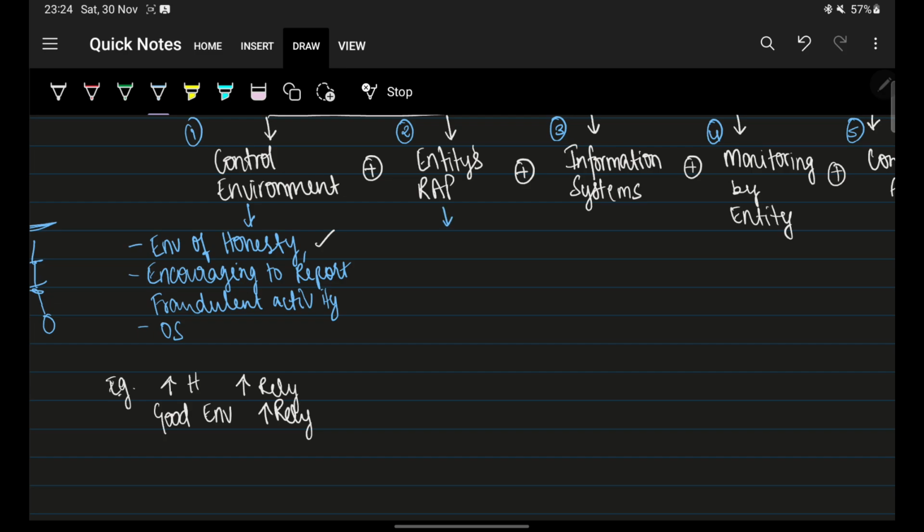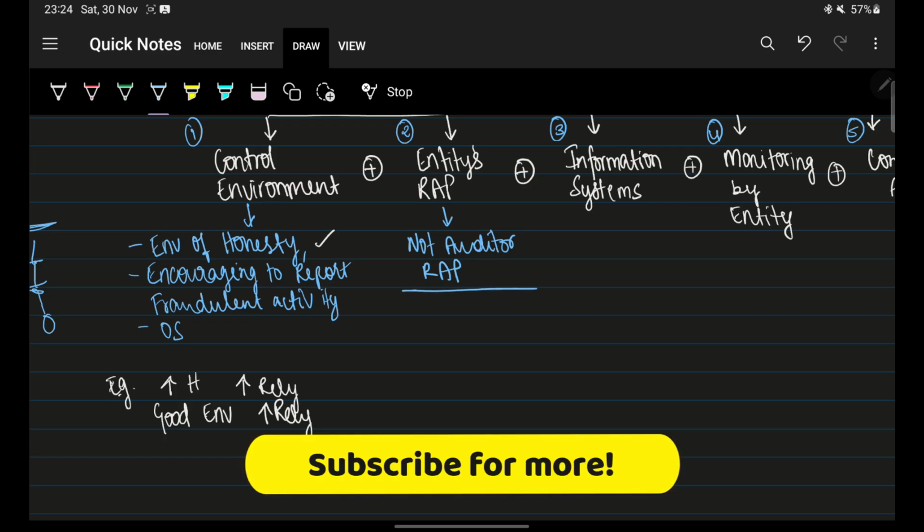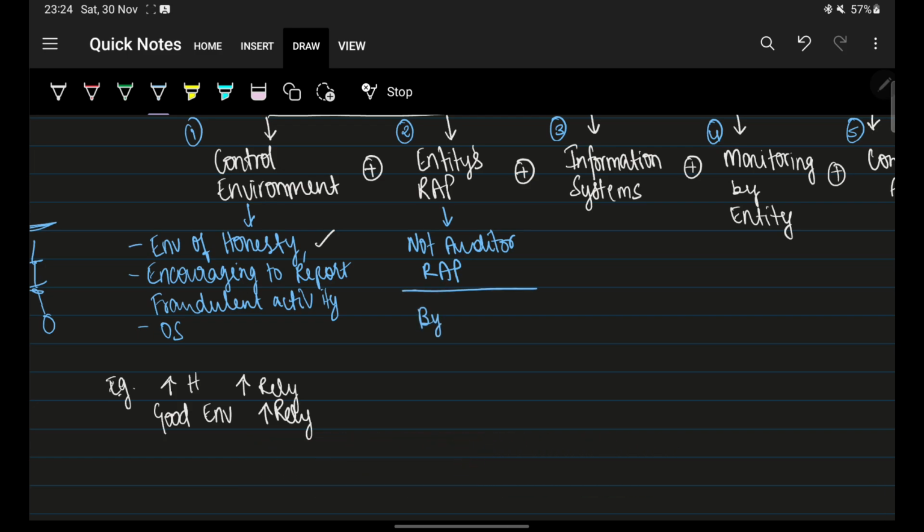Okay, so next part is the entity's risk assessment procedures. Okay, so in the entity's risk assessment procedures, we're going to see what risk assessment procedures the entity applies on itself. Okay, this is not the auditor's risk assessment procedures. Okay, this is completely different. This is not the auditor's risk assessment procedures. These procedures are done by the entity for the entity itself. Here the auditors are not involved, only the entity is involved.